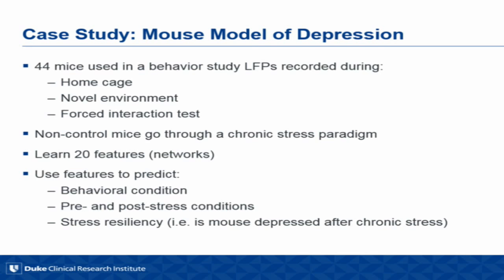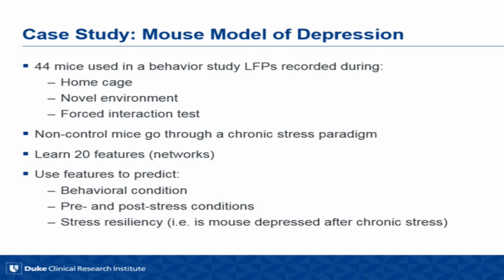We have the home cage. This is where the mouse lives. It's supposed to be a neutral, calm environment. We have a novel environment, so the mouse is physically moved to a new environment. It's an environment that's unfamiliar to it, so it should be slightly stressful, but not anything like fearful or anything like that. And then there's something called a forced interaction test.